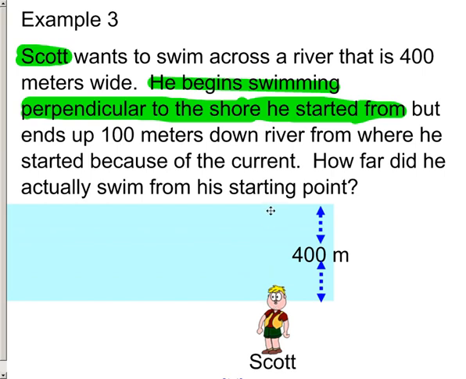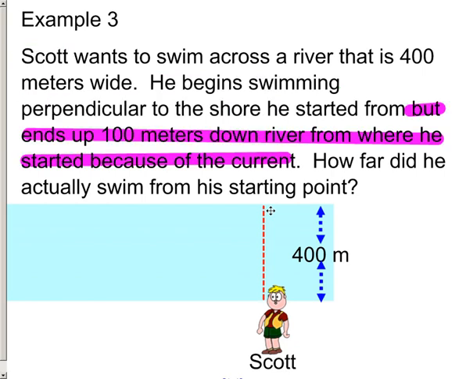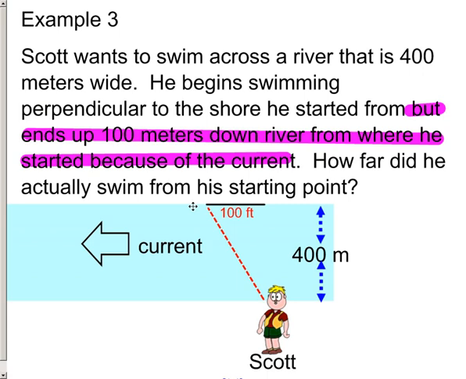But the problem is that there's a current in this river. Even though he wants to go straight, he can't, because there's a current pushing him. In this case, let's have it go to the left. While he wants to go straight across, when he starts swimming, that current's going to be pushing him more and more to the left, but he's still swimming to the other side. And before he knows it, he's been pushed down the river about 100 feet. So from here to where he wanted to be is a 100-foot difference, and we know it's a 400-meter wide river. So we've got that triangle set up, and he actually swam this distance in the red dashed line here.